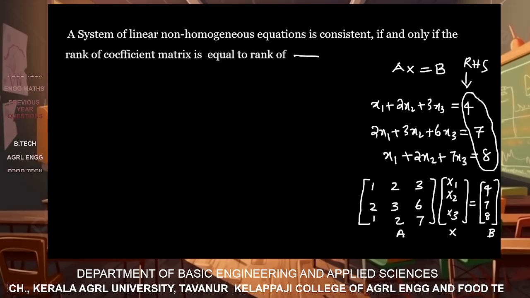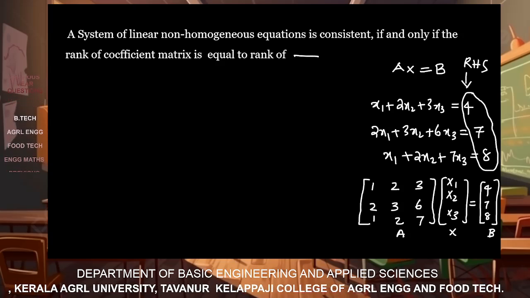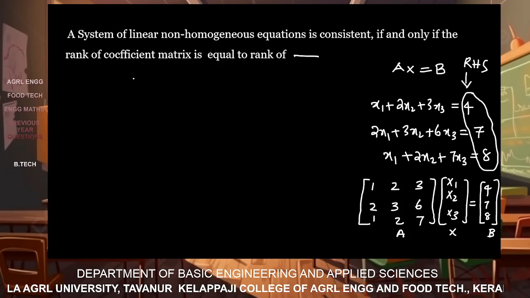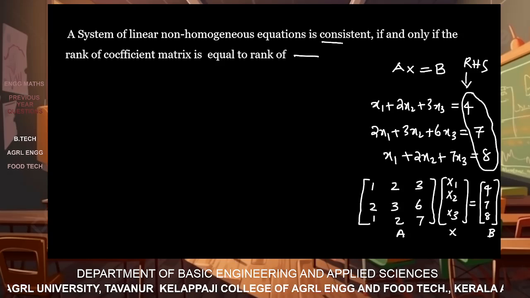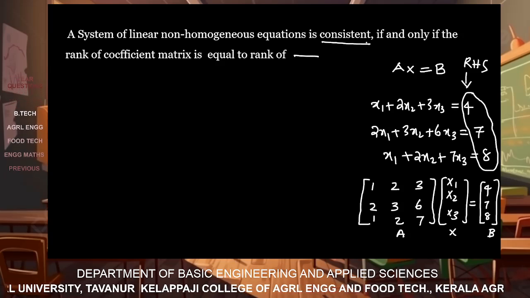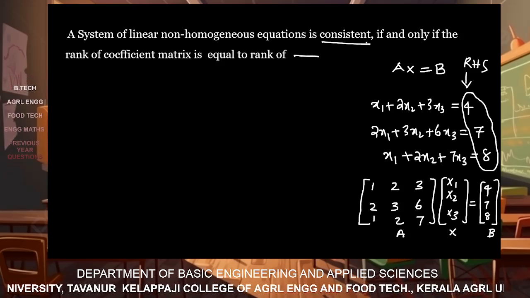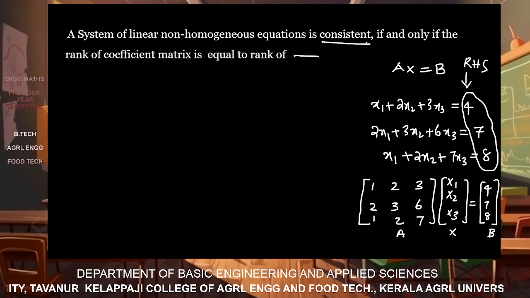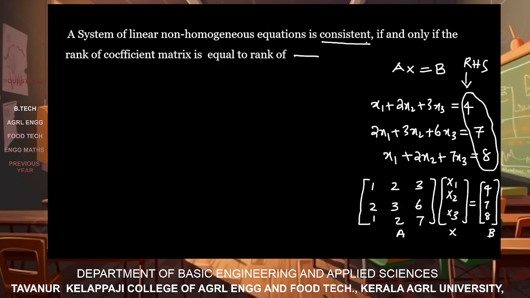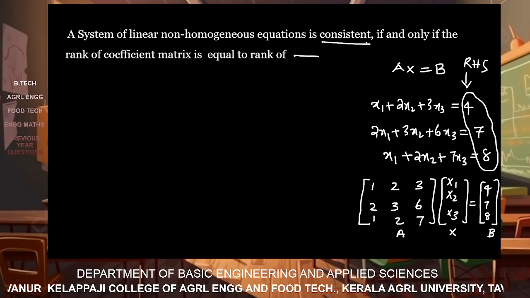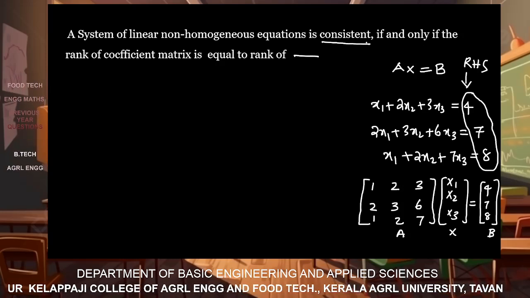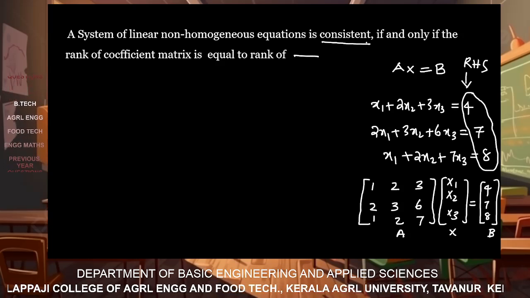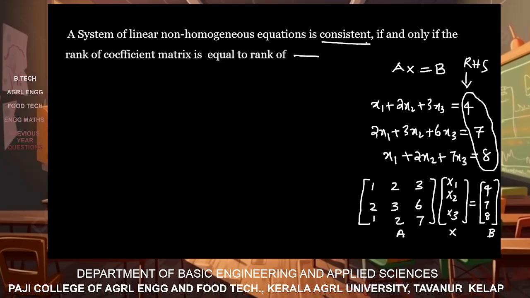There is a difference between homogeneous and non-homogeneous systems. Now a system of equations is called consistent. What do we mean by consistent? If the system possesses at least one solution, that means at least one triplet x1, x2, x3 satisfying all three equations, that is called a solution. If it possesses at least one solution, then we can say that it is consistent. If there is no solution at all, then it is inconsistent.